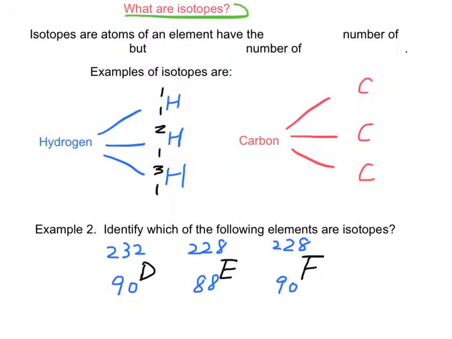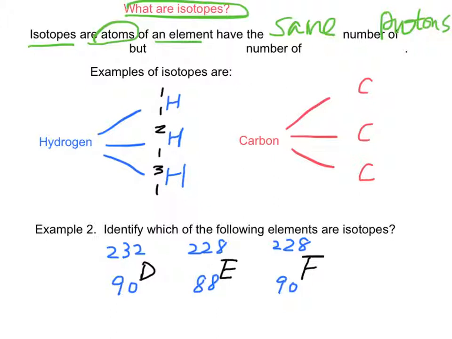What are isotopes? Isotopes are atoms of an element having the same number of protons but different numbers of neutrons.